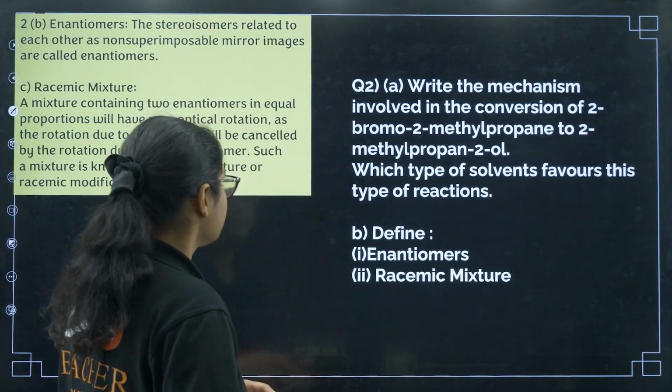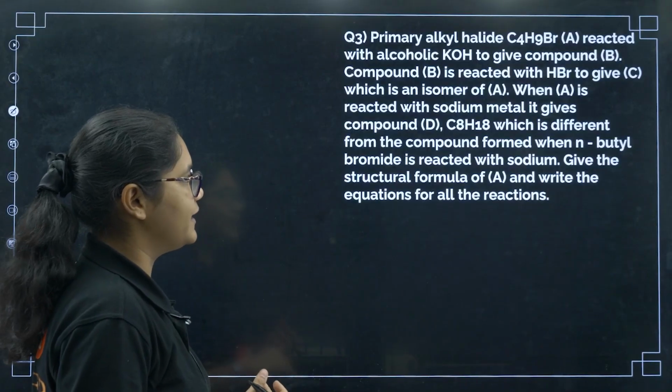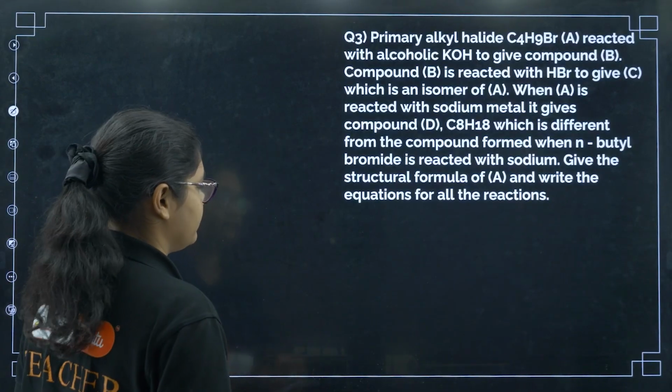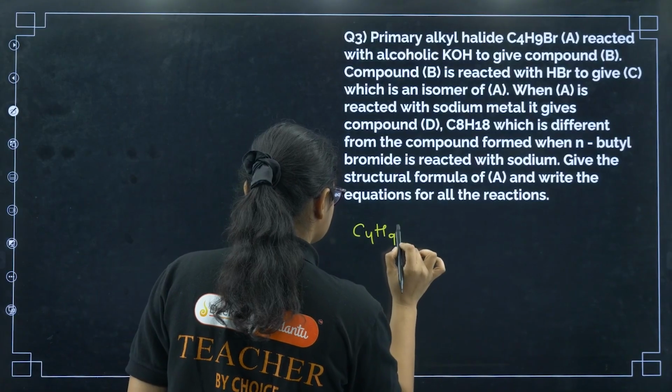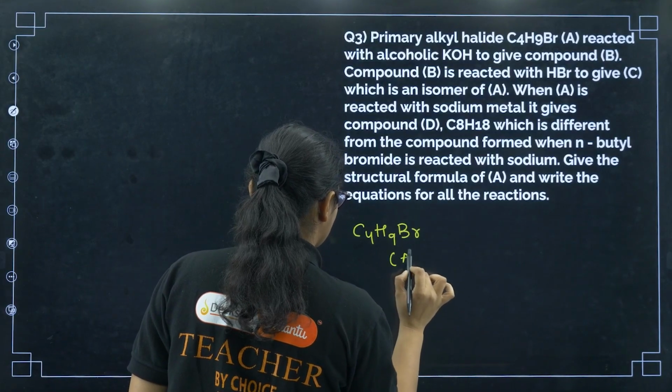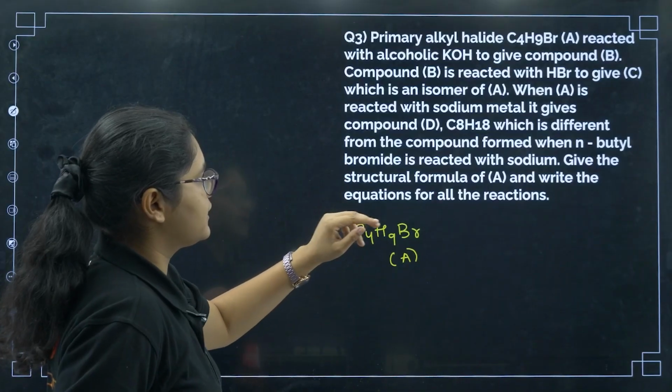Okay, clear? Next, question number 3, primary alkyl halide C4H9Br. So we have a primary alkyl halide, that is C4H9Br. This question I have also solved in my previous lecture with alcoholic KOH.